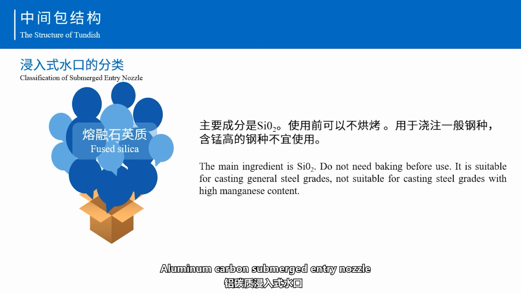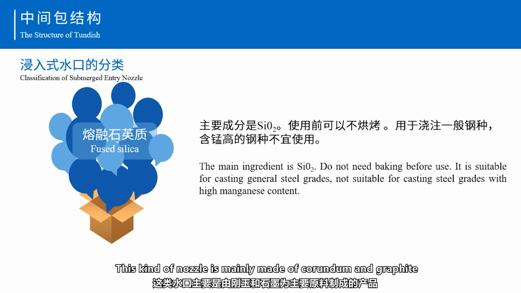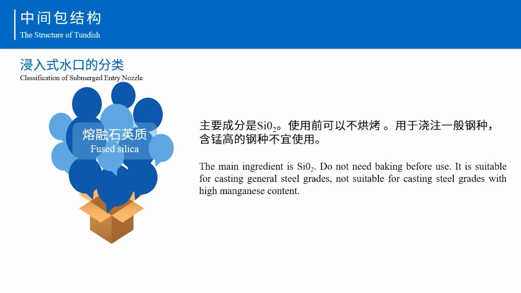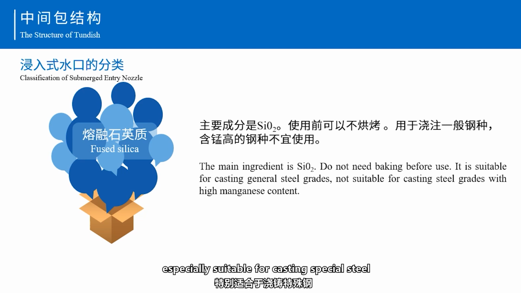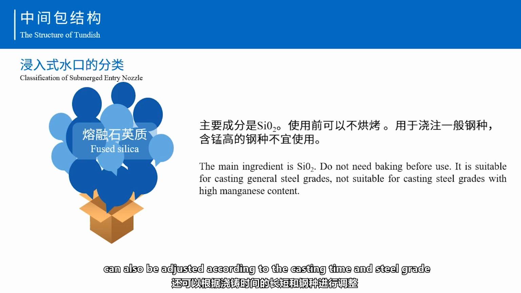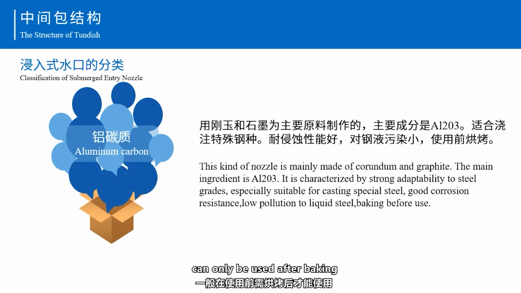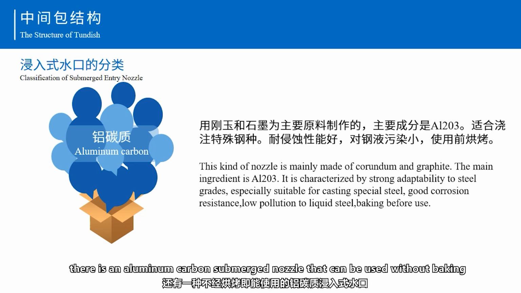Aluminum carbon submerged entry nozzle. This kind of nozzle is mainly made of corundum and graphite. It is characterized by strong adaptability to steel grades, especially suitable for casting special steel, and little pollution to molten steel. The material of the nozzle can also be adjusted according to the casting time and steel grade. Aluminum carbon submerged entry nozzle can only be used after baking, otherwise there is a risk of cracking. In addition, there is aluminum carbon submerged nozzle that can be used without baking.